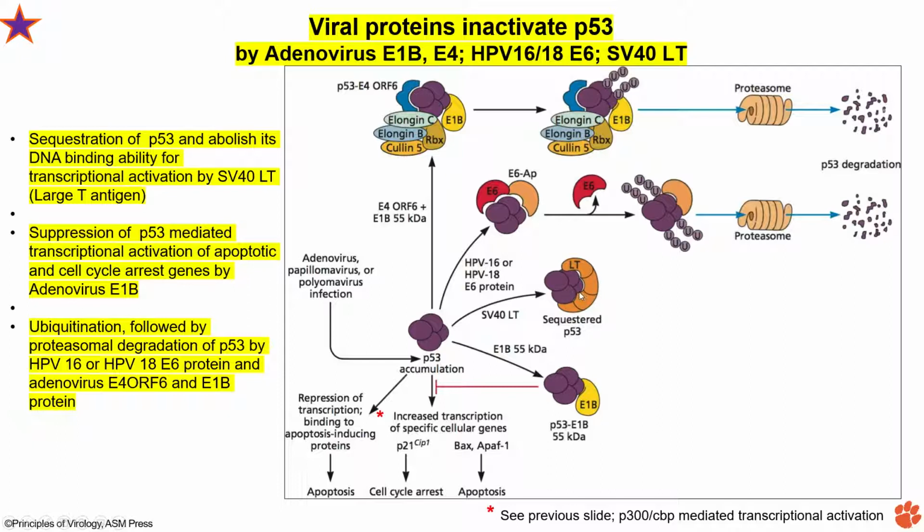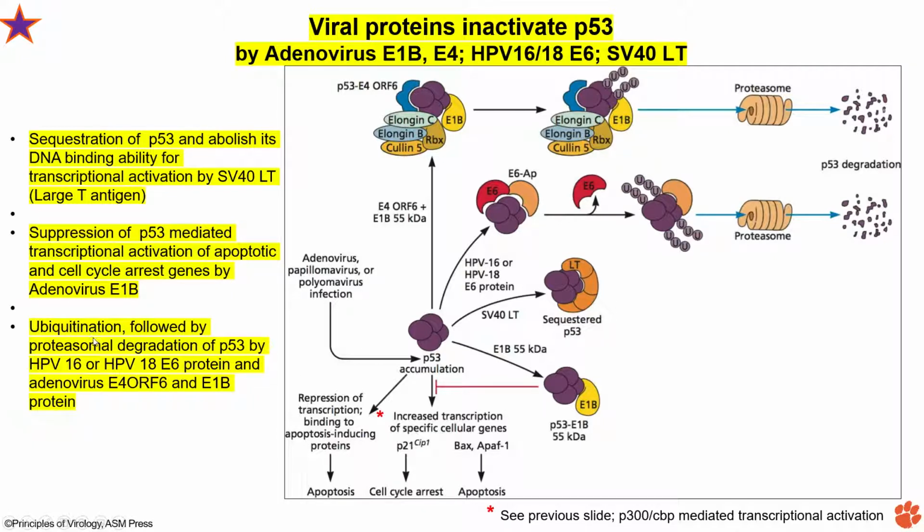So this is sequestration. Then there is suppression of p53-mediated transcriptional activation of apoptotic cell cycle arrest genes by E1B. So basically E1B, right here, this is what we are talking about. E1B binds to the p53 and that will basically block the apoptosis right here. You are looking at this portion connected to this.